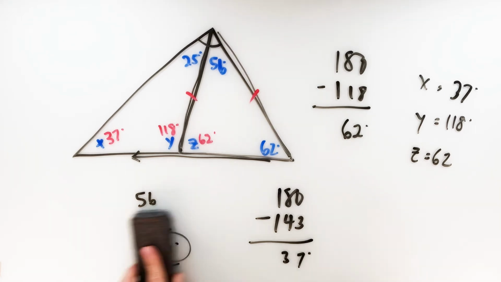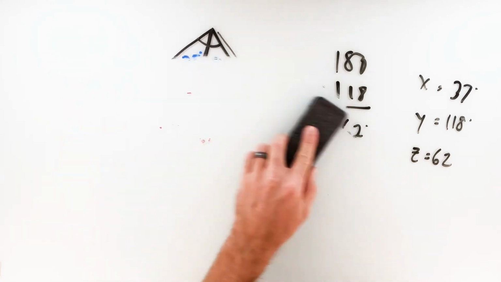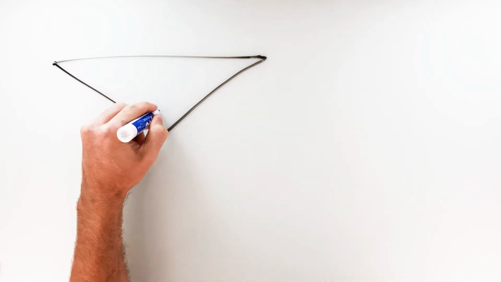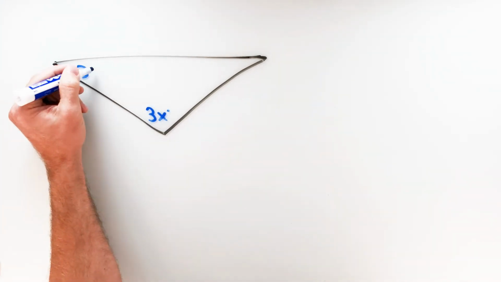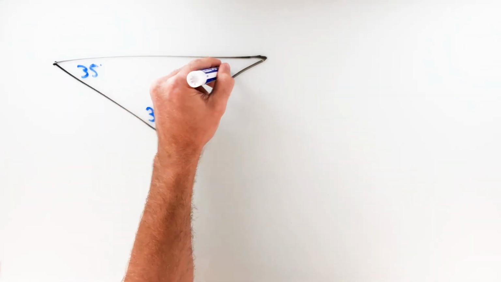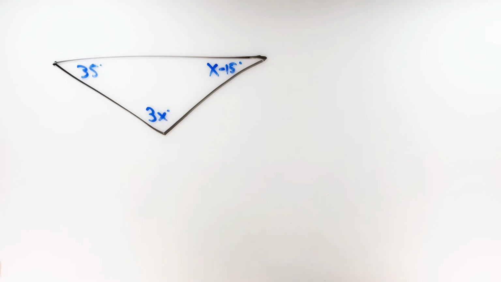Okay, let's do one more example here. In this last example, we're going to do a little algebra here. Okay, so let's say in this triangle, we've got, as always, 3 angle measures. We're going to call that angle 3x degrees. This is going to be a 35-degree angle. And then up here in the corner, we're going to call this x minus 15 degrees.